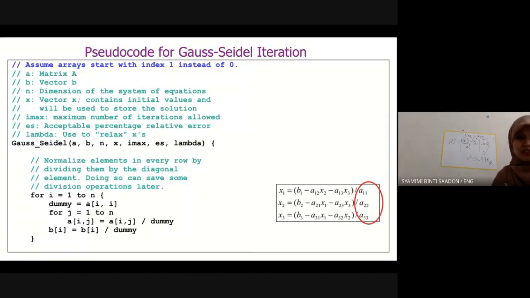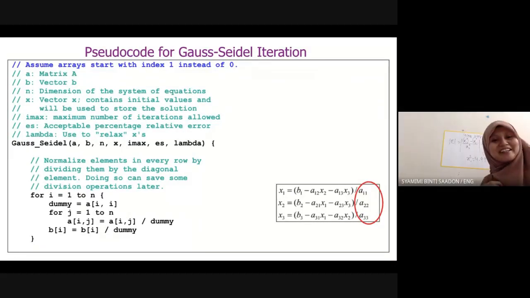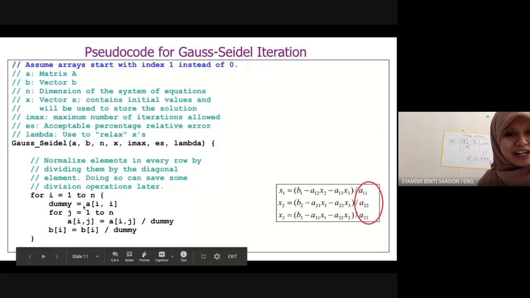I equals to 1. So the dummy is A11. And then we have the loop. You have learned about the loop for, right? In your subject computer programming, ECC 3005. Yes, doctor, we have. Okay. So we use this loop, for i = 1 to n. So dummy A11. And then for j equals to 1 to n. So we have A11 again, equals to A11 over dummy.